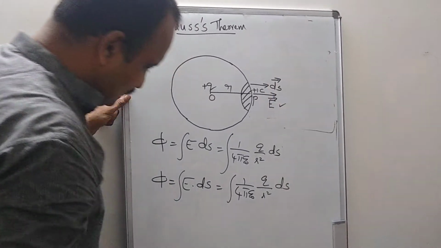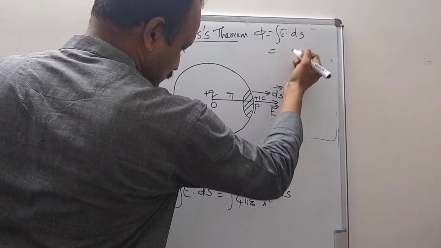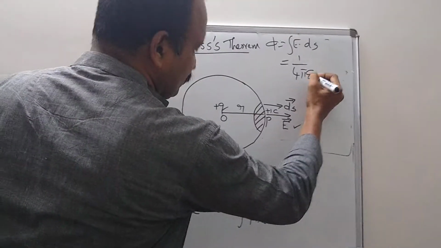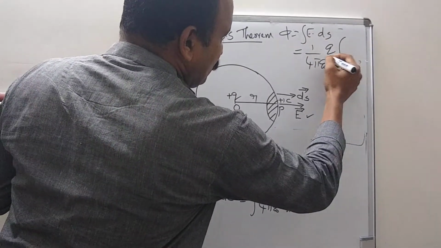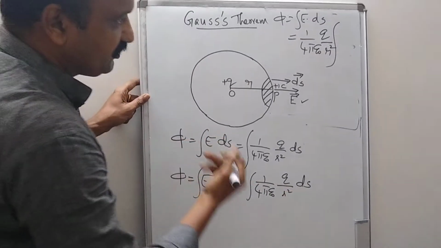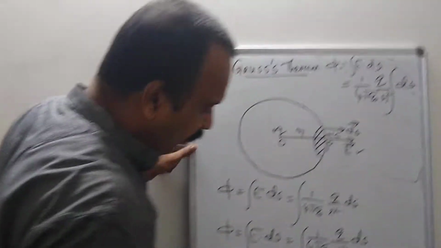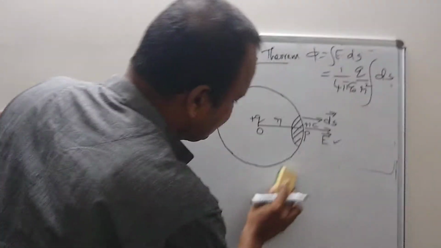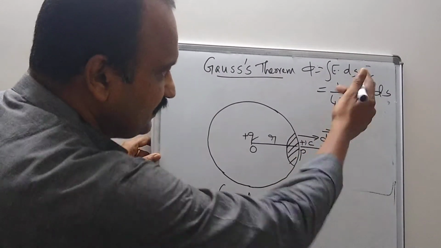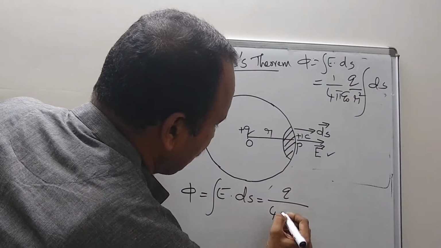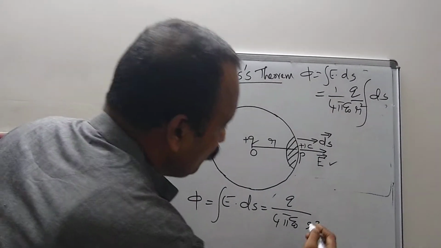So the final value becomes this: phi is equal to integral E dot ds is equal to 1 by 4 pi epsilon 0 bracket taken outside, q taken outside, so the q by r square is outside the integral. Q by r square is taken outside. So 1 by 4 pi epsilon 0 q by r square. Now integral ds. If we write it in a little more order, we can write that equation like this, that phi is equal to integral E dot ds is equal to the value q by 4 pi epsilon 0 r square, because this radius is constant in the case of a circle. So that is integral ds.